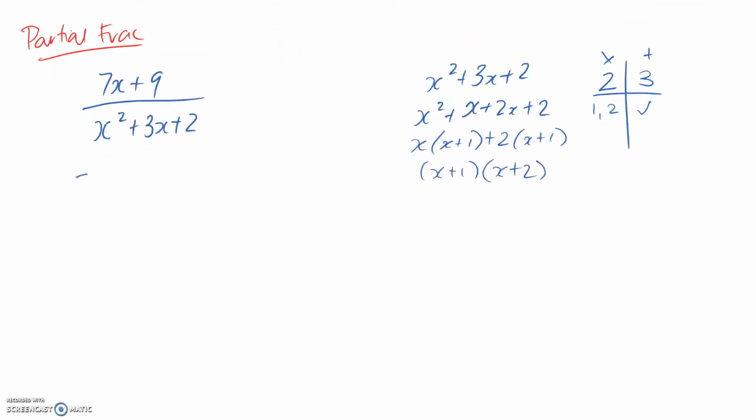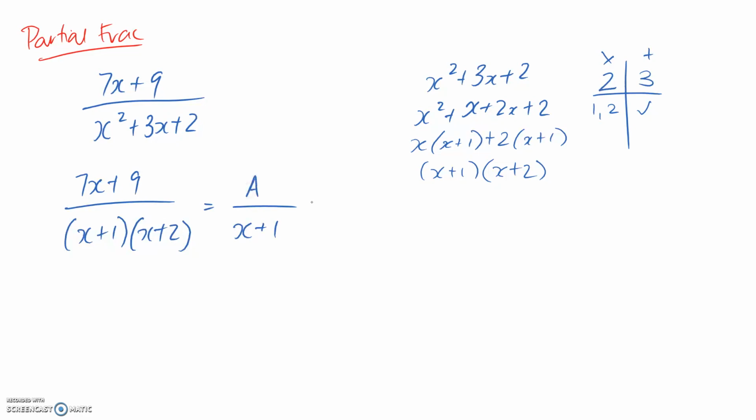So let's pop that in here. We can write this as x plus 1, x plus 2. Now we just need to create our dummy fraction. So we can split up the two brackets now. I'm going to have some constant A over x plus 1 and some constant B over x plus 2.